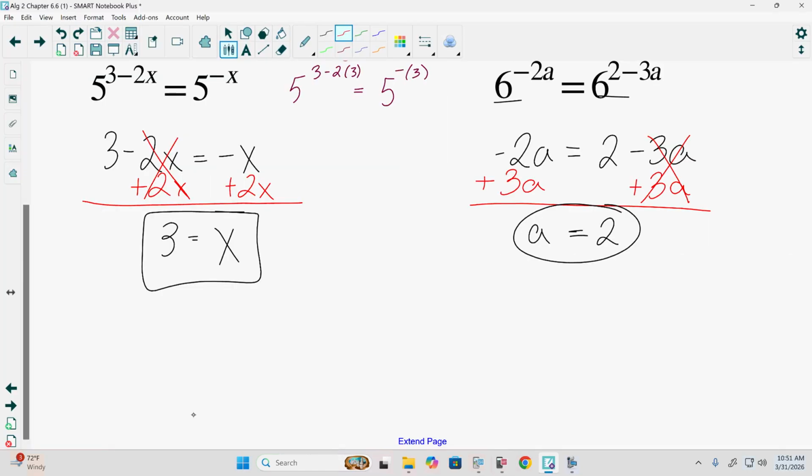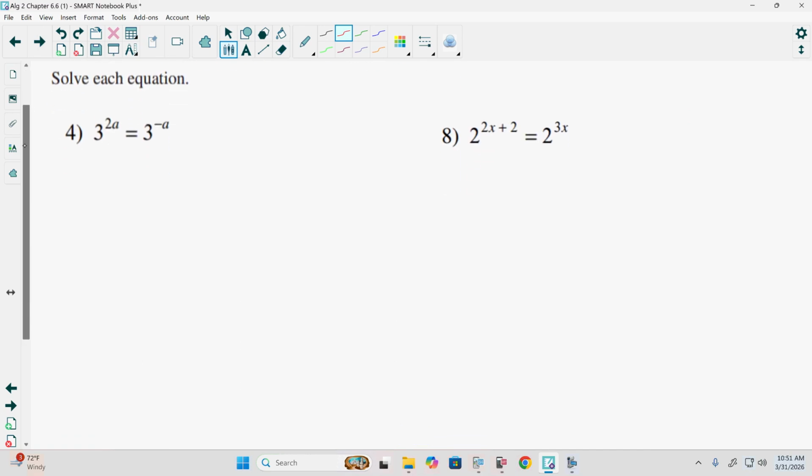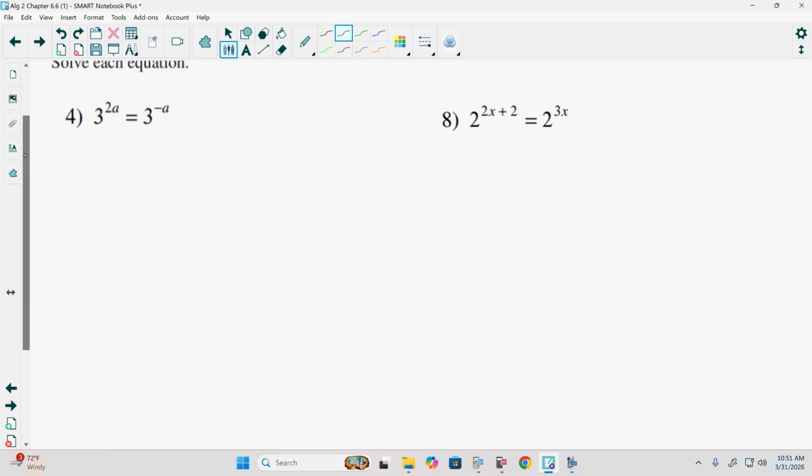Any questions on the first two? 3 to the 2a equals 3 to the negative a. Do we have the same base on both sides? Do we have one base on both sides? Yes. So for this to be true, we know that 2a has to equal negative a. Only way this works.